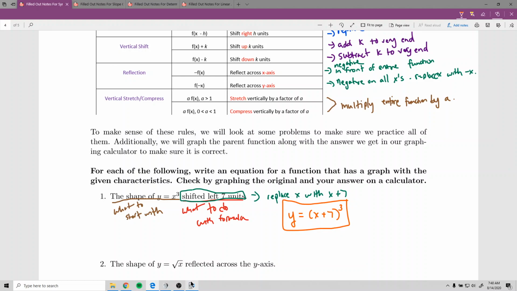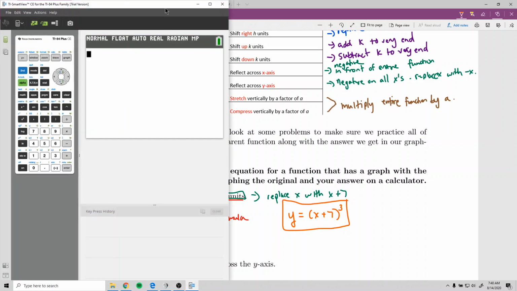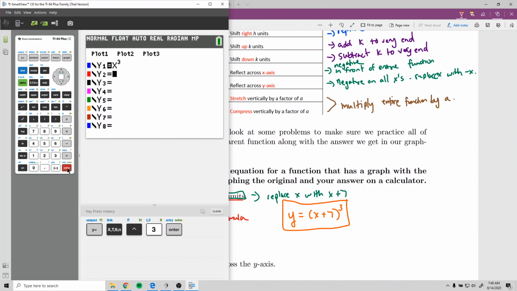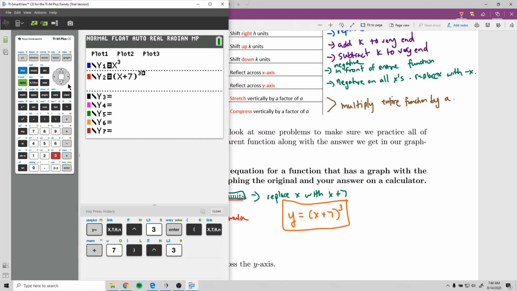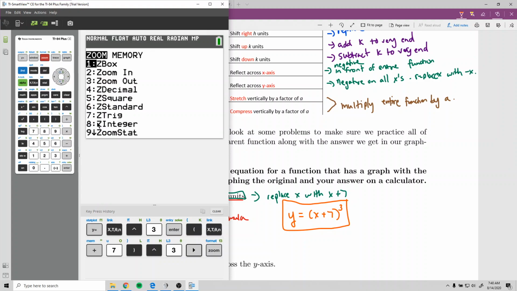Now, once again, to check your answer, the homework will tell you if it's right or wrong, but if you want to see it, take your graphing calculator, hit the y equals button. The original was x cubed. I definitely want to graph the original. And I also want to graph y equals x plus 7 cubed. And now just to make sure you're in the standard window, hit zoom and then go to the standard one. I'm going to type in 6.